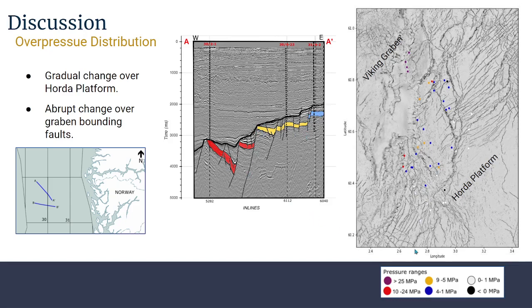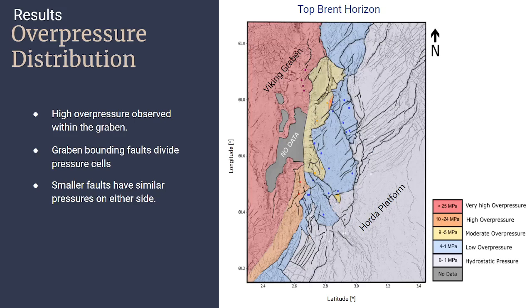Plotting well locations colored by overpressure value over the deep learning extractive fault map at the top Brent horizon shows pressures increasing towards the Graben, with major north-south trending faults separating pressure compartments. Using the top Brent horizon as the base, here's a map of the distribution of overpressure.